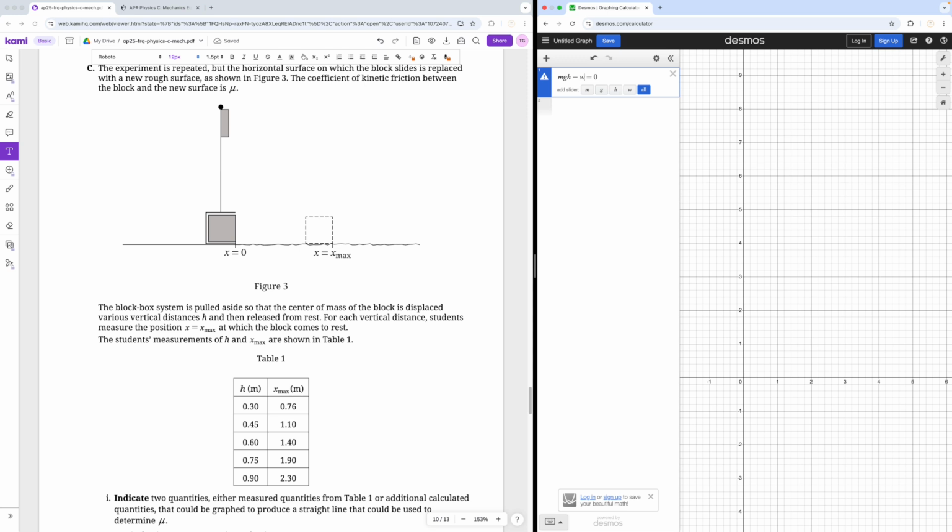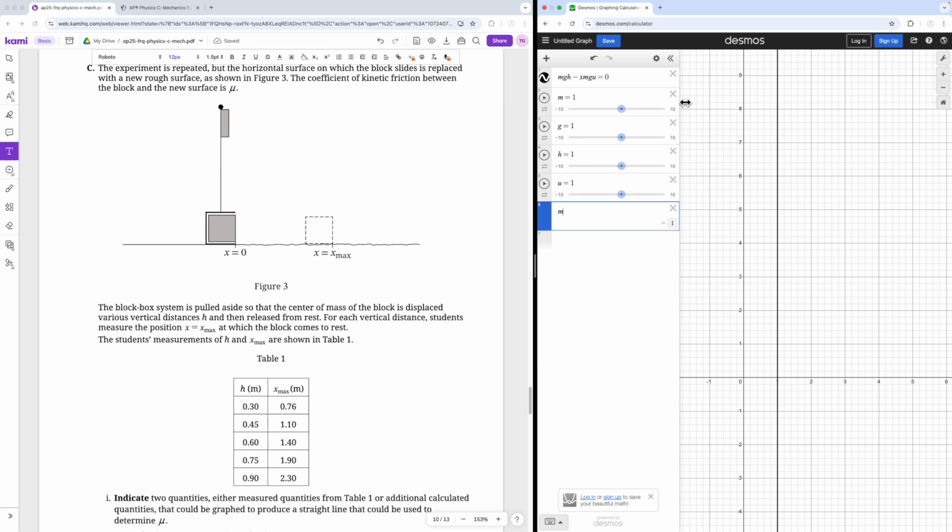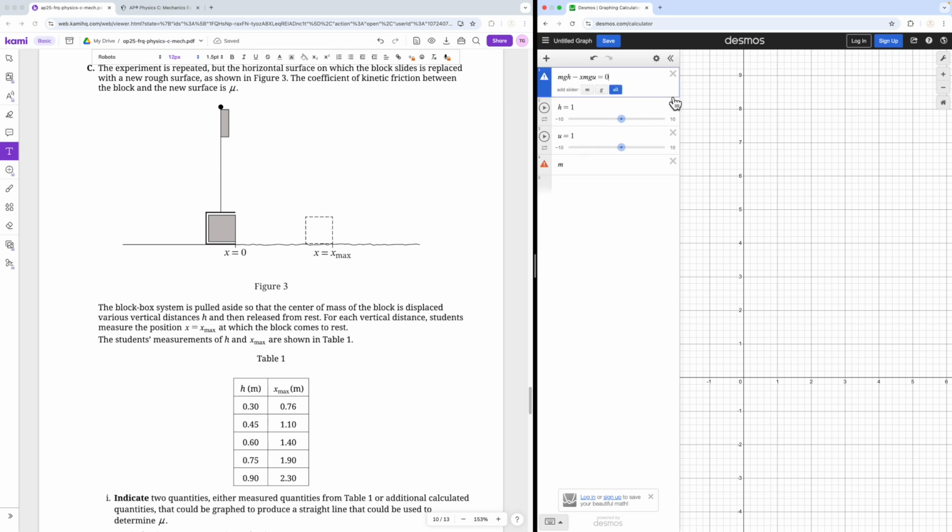So, what was our work? Our work was the force of friction times x, because work is force times the distance that the force is applied over. And x max is the distance that the block traveled. So we're going to write x, and then we're going to write the force of friction formula. That's normal force times mu, and normal force is mg. So mg times mu. If we rearrange this, we get that mgh is equal to x times mg mu.